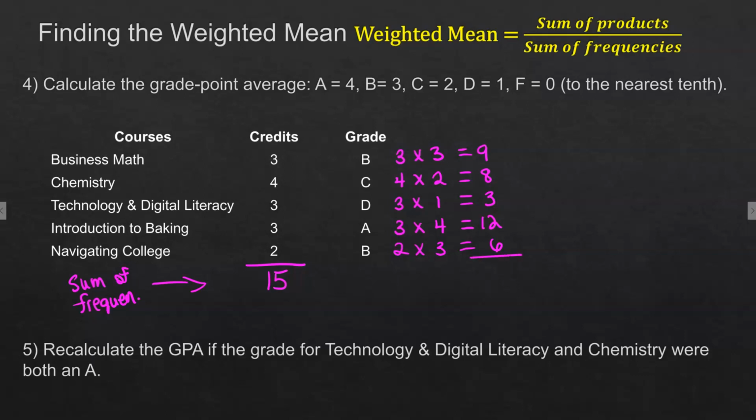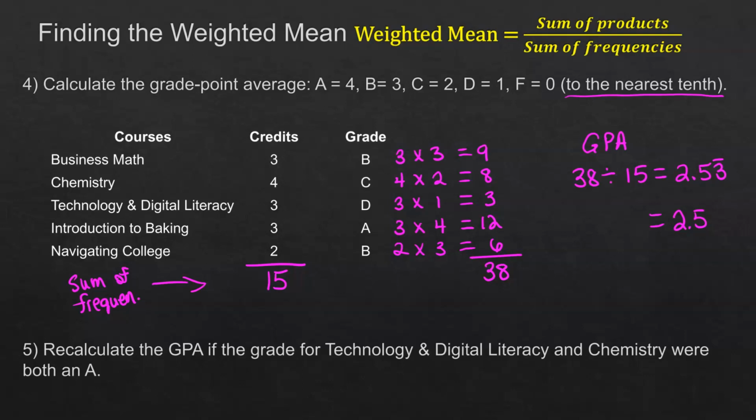We add those up, right? So add up all the weights that you just found for your number of credit hours, and we get 38. So our GPA is going to be 38 divided by 15, and that was a 2.53, and the 3's repeating. Now it tells us on this one, let's round this to the nearest tenth, right? So that's going to be a 2.5 GPA.